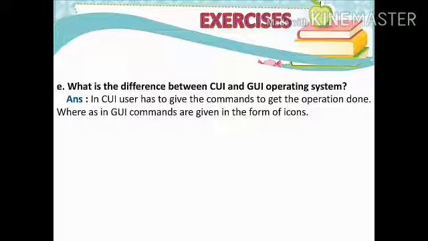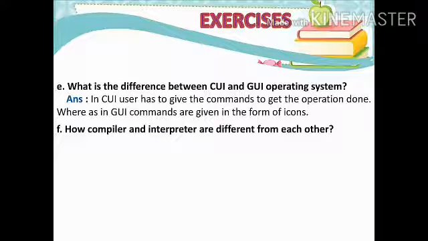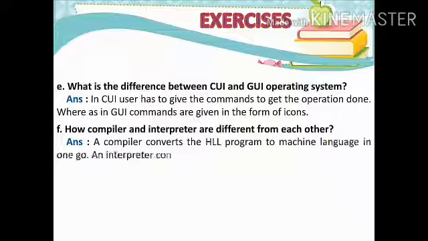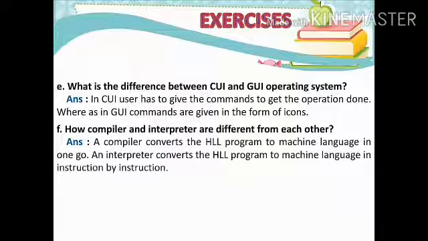The next question is, how are compiler and interpreter different from each other? The answer is, a compiler converts the high-level language program to machine language in one go. An interpreter converts the high-level program into machine language instruction by instruction.